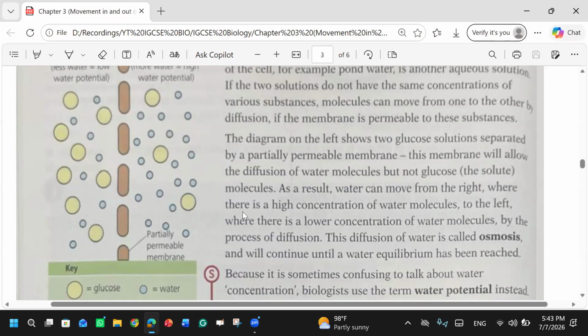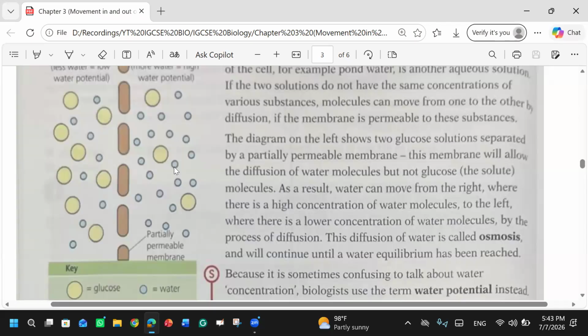Yes, over the right hand side, you have more water potential. Why is water potential more? Because there are more water particles on the right hand side. But initially on the left hand side, there are fewer particles. So the water potential on the left hand side is less.